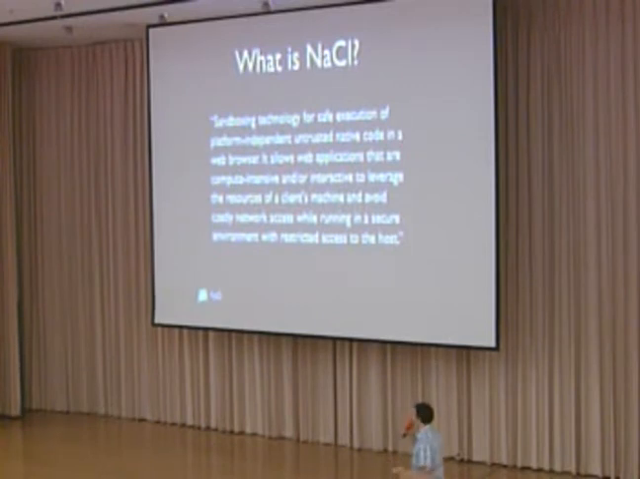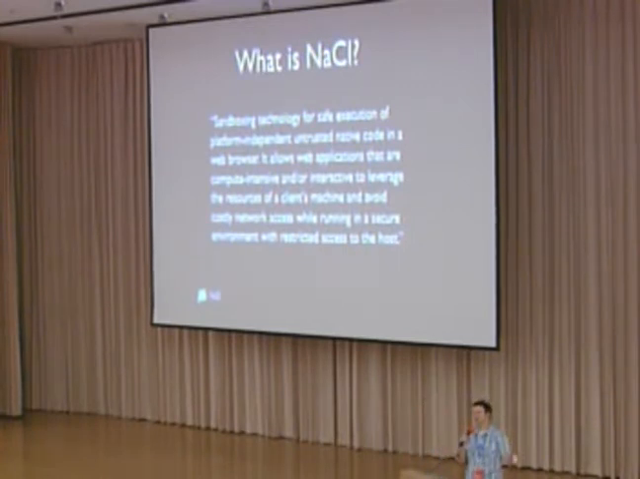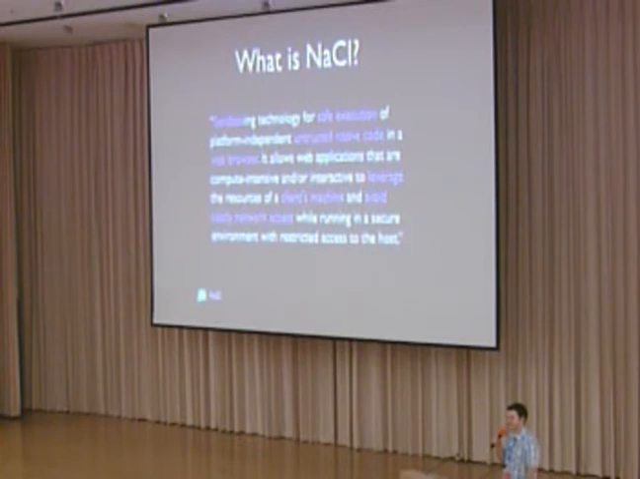What is Native Client? Well, it's a sandboxing technology for safe execution of platform-independent, untrusted native code, meaning C++, inside the web browser. So it allows applications that are computationally intensive to interact and leverage the resources, the full potential of the user's computer. Yada, yada, yada, it goes on. So what does this mean? This is kind of confusing. If you take anything away from this whole talk and what Native Client is as a technology, it's basically a sandbox for running C++ safely.